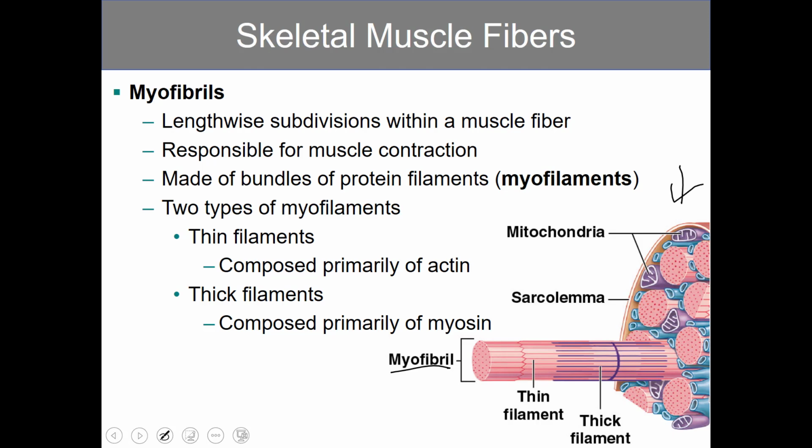We have two types of myofilaments. We have thin filaments, which are composed primarily of the protein actin, and thick filaments composed primarily of the protein myosin. So actin and myosin are the thin and thick filaments that make up the myofilaments that are found within the myofibrils. And as you can see just from that, there is a lot of terminology here that you have to come to terms with.